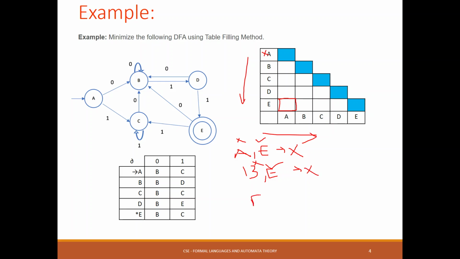Now consider B comma C. B is non-final and C is non-final, so we should not mark here. Likewise, which are the states that we can mark X directly? Now consider which are the states that we can mark X. I'll use a different color now.